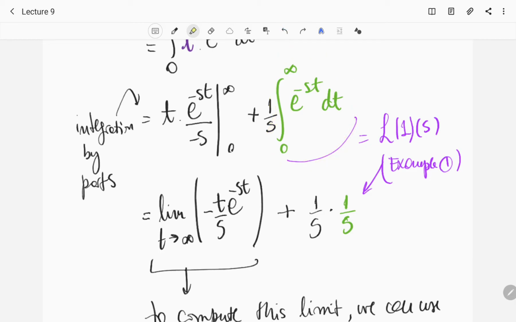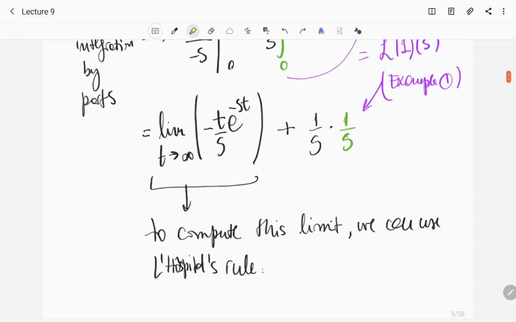this part of the integral is exactly the exercise that we did before. It's the Laplace transform of the function 1 at s. You can check it later, but it's exactly like that. So we know that it is 1 over s. Okay, so then we have to compute this limit, and we can use L'Hopital's rule. I don't know if you might remember it from lecture 6 and the auxiliary notes.